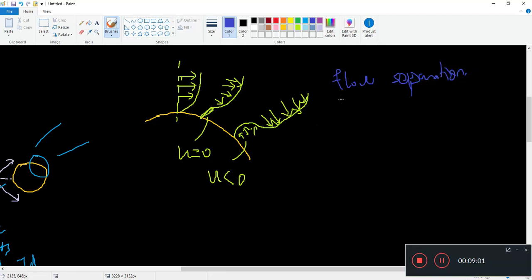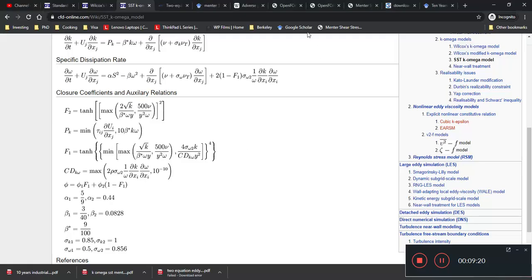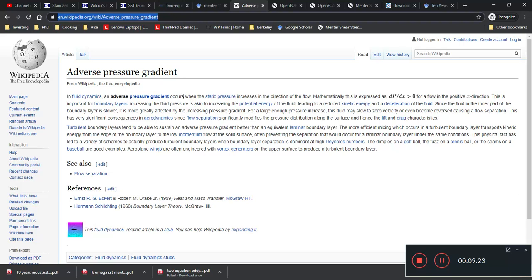Okay, so in a flow separation scenario, we will have adverse pressure gradients. That means the del P, del X, if you consider X to be like this direction, del P del X is more than 0. Okay, so if you take a look at the Wikipedia thing for this, in fluid dynamics, an adverse pressure gradient occurs when static pressure increases in direction of the flow. So that is the idea here.